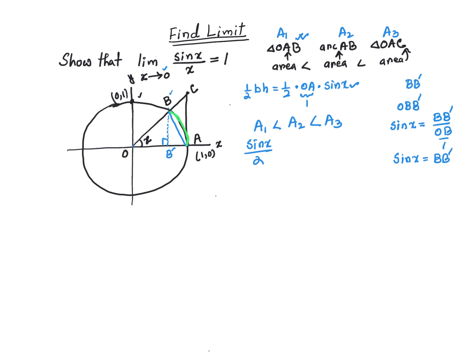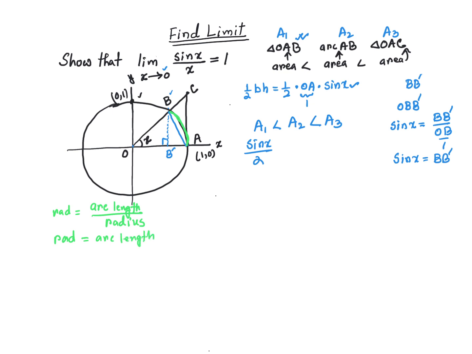To find area 2, let me remind you how radian angle is defined. Radian is equal to arc length divided by the radius, okay? But in our case, the radius is 1 because it's a unit circle. So your angle in radians actually becomes the arc length.